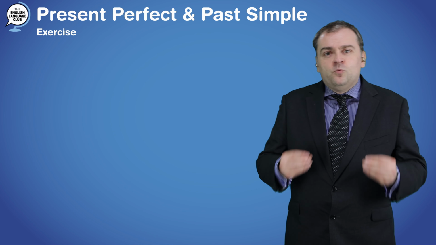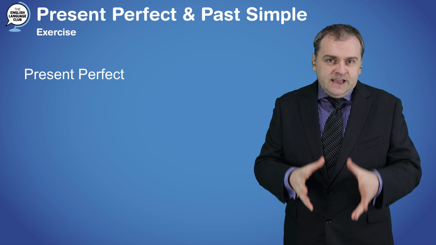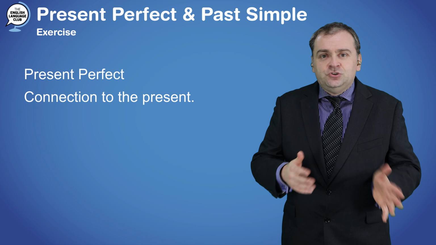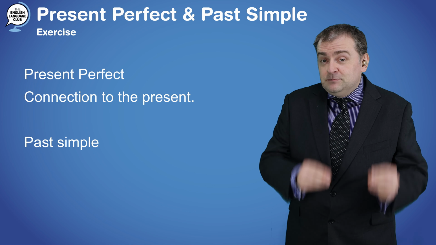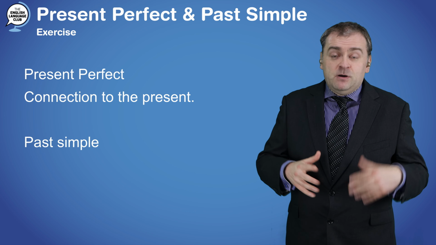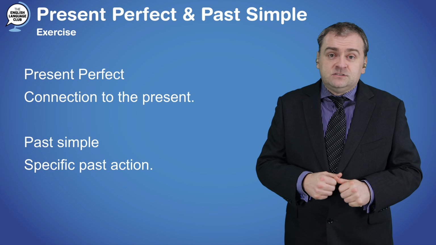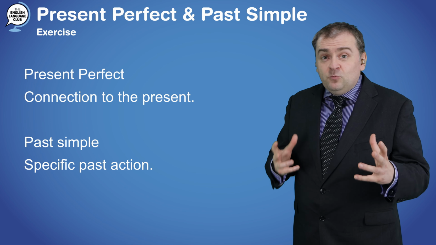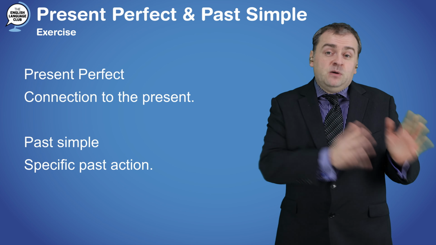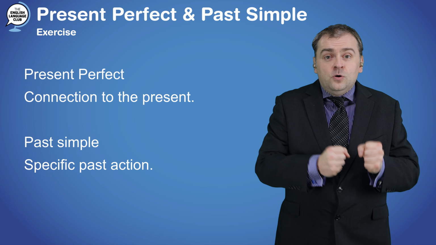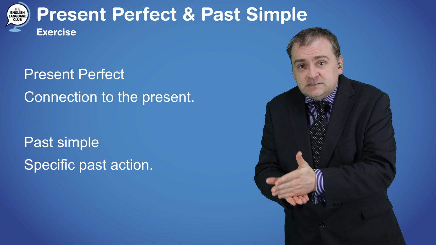In summary, we use the present perfect tense to describe a past action that has a connection to the present, while the past simple tense is used to describe a past action that happened at a specific time in the past. When deciding which tense to use, consider whether you're talking about a specific past action or how an event from the past is having an effect on the present.